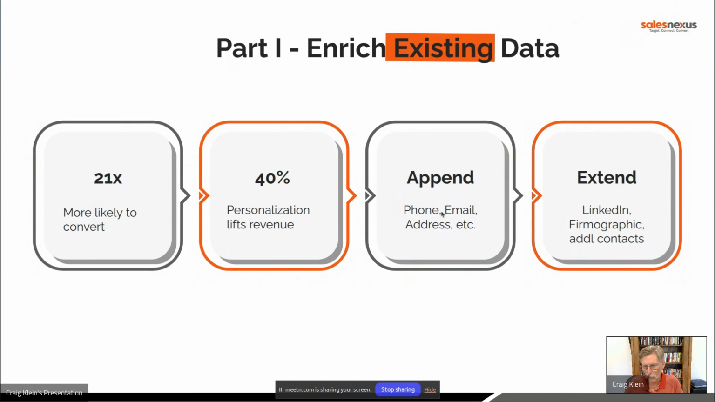And so when I talk about enriching, I'm talking about what others might call appending. So taking your list and cross-referencing it with somebody's database and appending the missing data to that list, right? Or extending it, meaning adding stuff that you haven't been tracking in the past, right? Like maybe LinkedIn profiles or additional contacts at those companies or other company related information that's not specific to the contact.